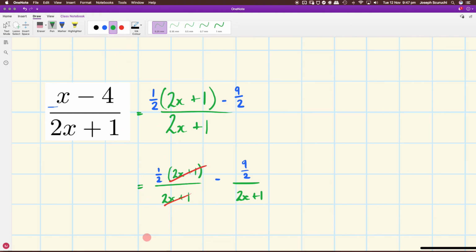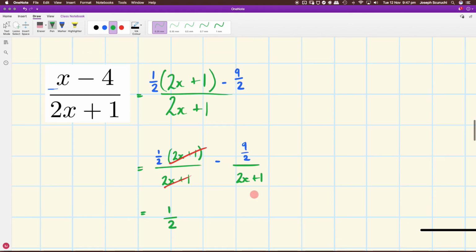So therefore, on this side, I'm left with 1/2. Now, people in the class today got a bit puzzled when they saw this, and rightly so. This is a bit strange. I have a fraction over 9 over 2. I have 9 over 2 over 2x plus 1. Obviously, you wouldn't want to write it that way.